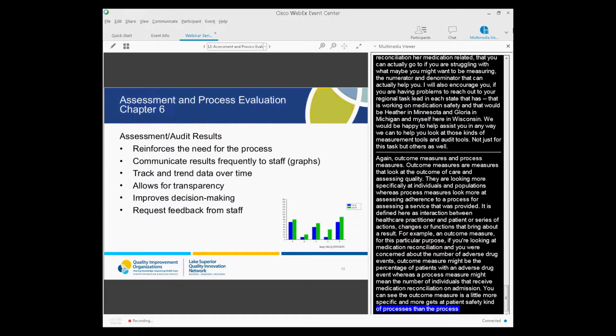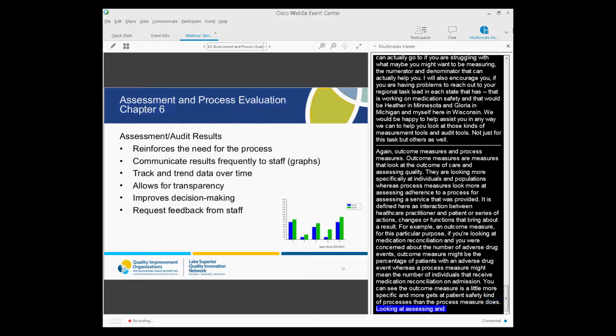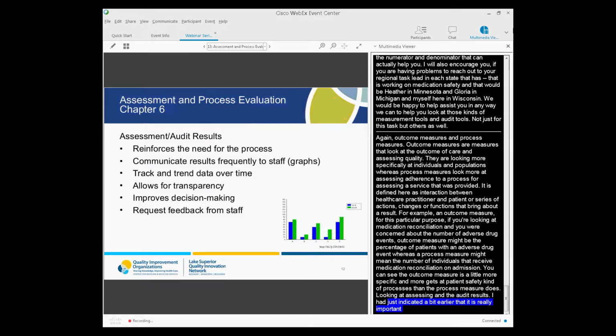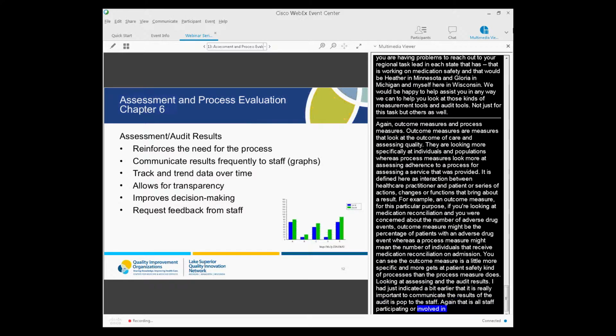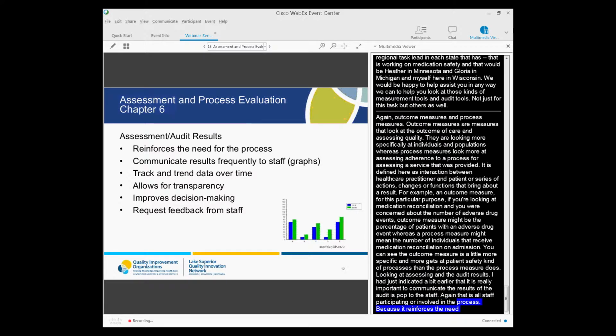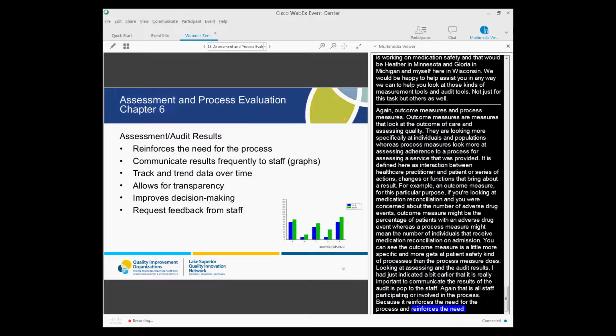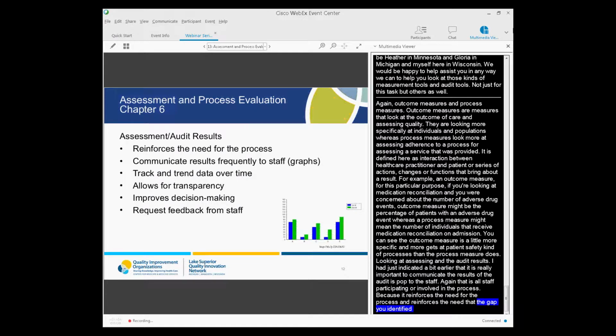Looking at assessing and the audit results. I had just indicated a bit earlier that it's really important to communicate the results of the audits to the staff. And again, that's all of the staff who are participating or involved in the process, because it reinforces the need for the process and reinforces the need that the gap you identified needed to be corrected and is important in patient safety.